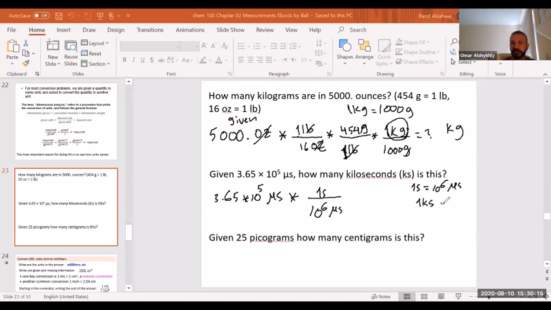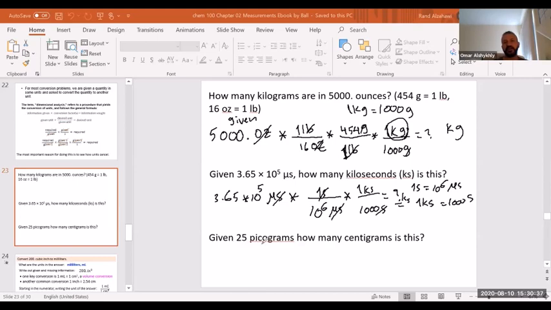1 kilosecond equals 1,000 second. The kilo is always 1,000. So we will write it down. I will put 1,000 second here and 1 kilosecond here. And so second cancels with second, microsecond with microsecond, and your answer will be in kilosecond. Of course, you need to do the math.